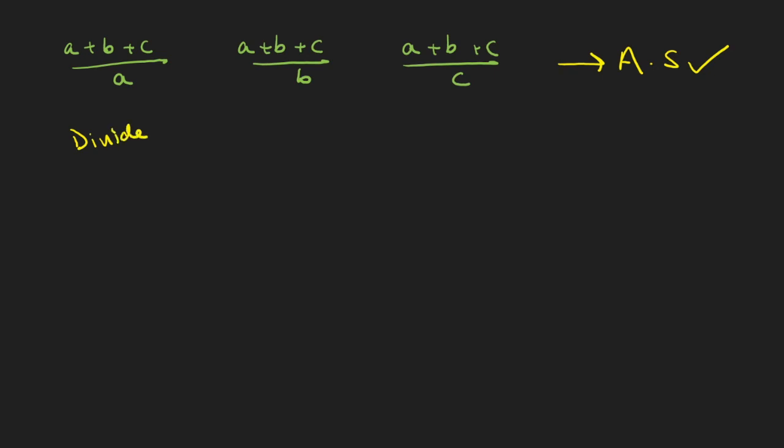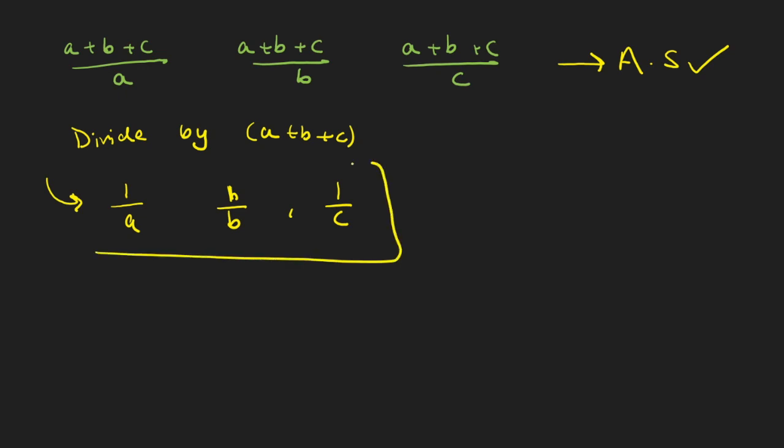Let me rewrite this. We just have to divide by a plus b plus c, right? And we'll get 1 upon a, 1 upon b, and 1 upon c, which is the desired end product, right? That's what we wanted to show.